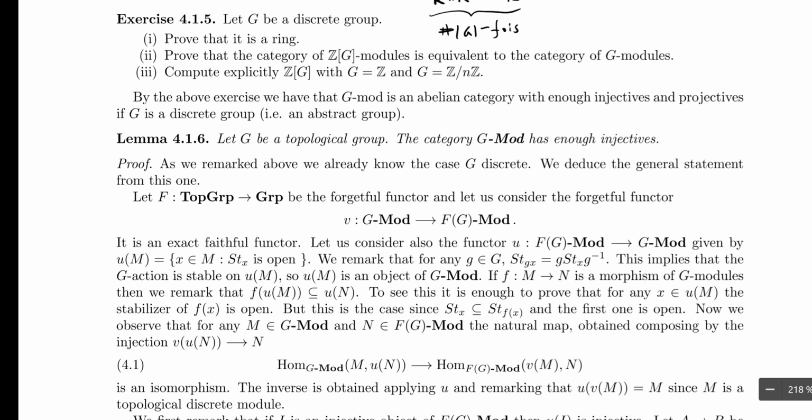Let G be a discrete group. Prove that it is a ring. Let's do this exercise. I guess you can prove for any ring R, this group ring is a ring, of course. Prove that the category of G-modules is equivalent to the category of RG-modules.